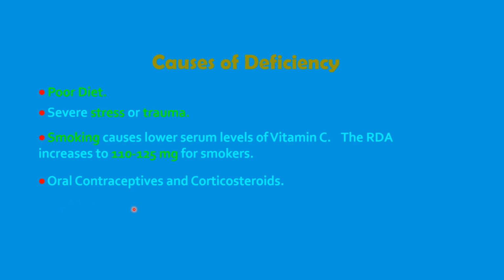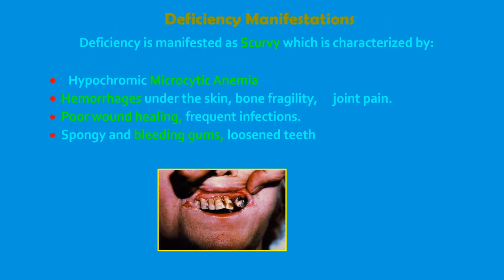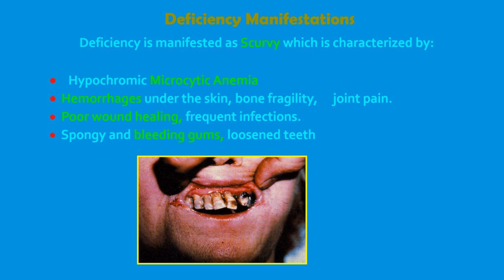Interestingly, oral contraceptives and corticosteroids also cause deficiency. We have seen corticosteroids because of high demand, but also oral contraceptives. When people are on these, they need to increase their RDA or their consumption of vitamin C. Because of the different functions we have learned about vitamin C, it will also have diverse manifestations. But generally, these manifestations are known as the disease called scurvy.